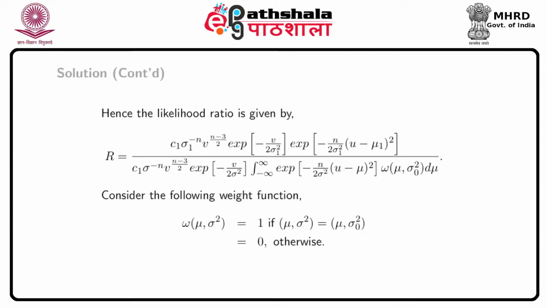Hence, we get the likelihood ratio R equal to C1 sigma 1 to the power minus n, v to the power (n minus 3) by 2, e to the power minus v by twice sigma 1 square, into e to the power minus n by twice sigma 1 square into (u minus mu 1) whole square, whole divided by C1 sigma naught to the power minus n, v to the power (n minus 3) by 2, e to the power minus v by twice sigma naught square, integral from minus infinity to plus infinity of e to the power minus n by twice sigma naught square (u minus mu) whole square w(mu, sigma naught square) d mu.